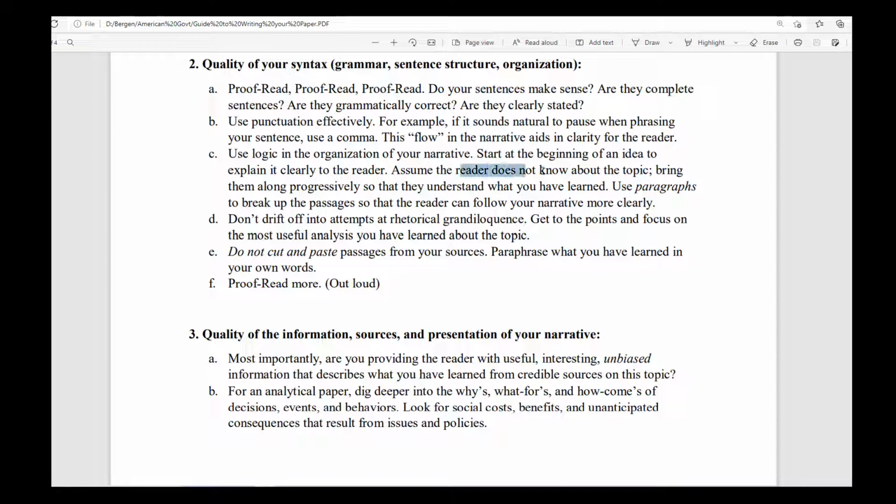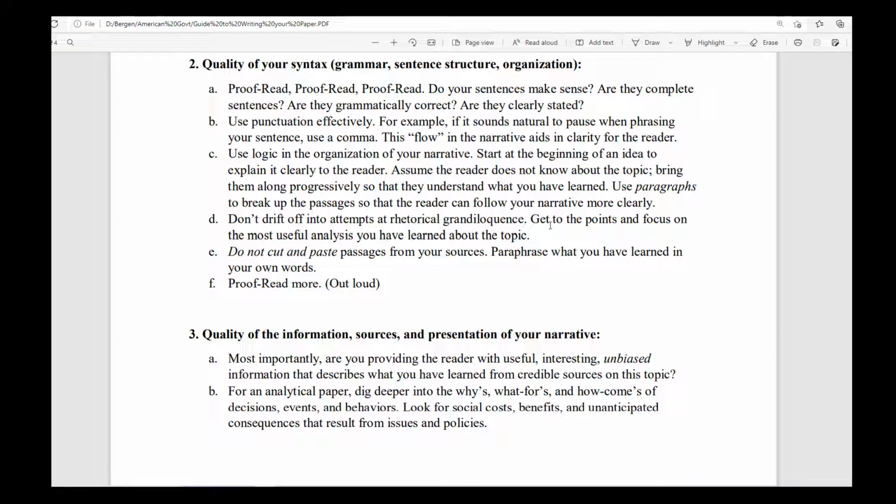You want to assume the reader does not really know much about the topic. Bring them along progressively so that they understand what it is that you've learned. And what I've learned for many years is the best way to actually learn about something is to teach it or present it to someone else. Then that means you are really learning it, because then you have to describe what you've learned in your own words, which has power. That is a very useful purpose for you to learn something and then try to explain that in your own words. Very powerful. Use paragraphs.